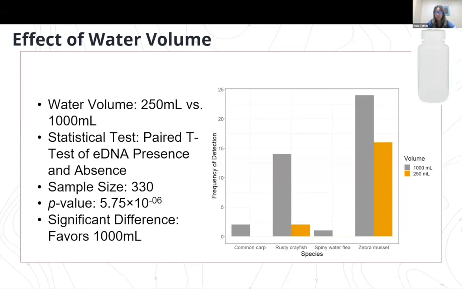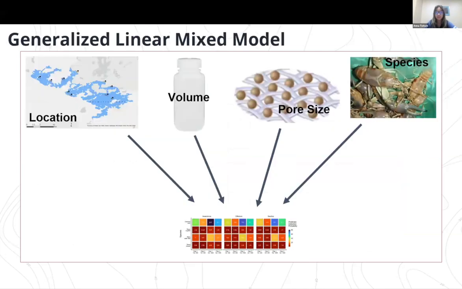Results are also graphically displayed with frequency of detection on the y-axis for the water volume of samples taken, and species on the x-axis. Only positive eDNA detections have been displayed in the graph. Just like in our other t-test with the filter pore size, we also ran the t-test in RStudio, and non-detections were also accounted for.